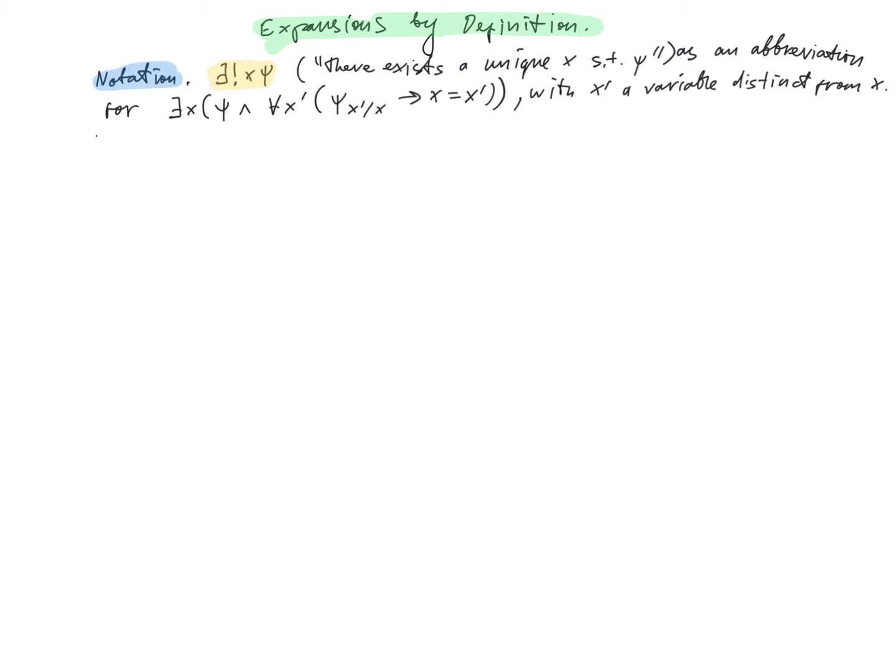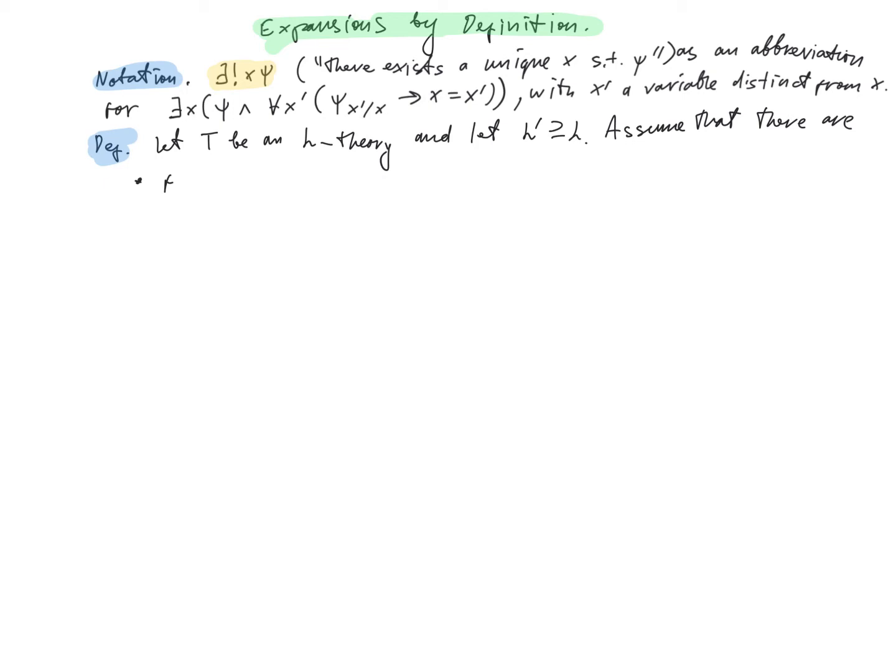Let T be an L theory and let L prime be some language containing L. Assume that there are the following: for any n-ary relation symbol R in L prime, which is not in L, an L formula phi R of x1 through xn.